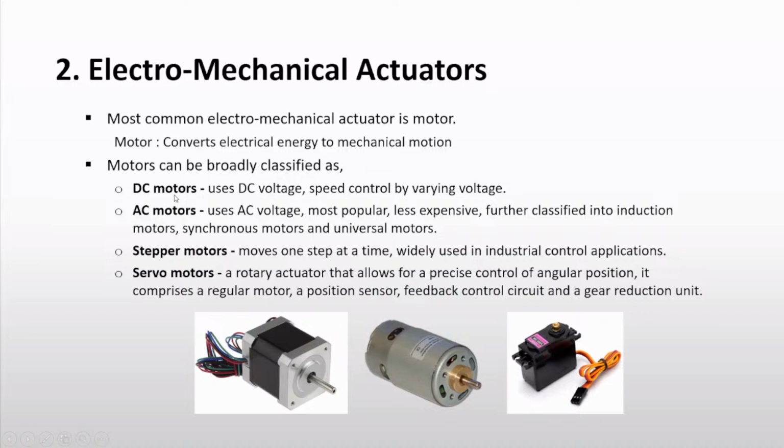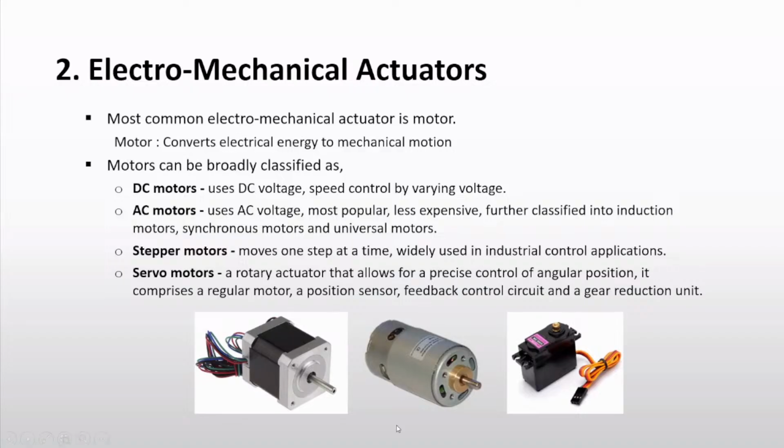So there are many types of motors. One is DC motors. They operate using DC voltage, and we can use them for speed control. By varying the voltage, the speed can be controlled in DC motors. Therefore, these motors are used in robotics, in toys, and also in small machines that we can see.